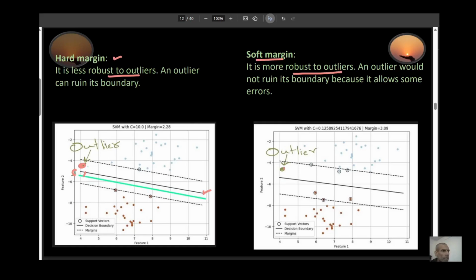So in this particular instance, let's say this is my outlier point and this is my original boundary. Because of the presence of the outlier and also because this is a soft margin, it is going to be more forgiving. It is going to allow this outlier to be present over here, and your boundary is not going to change. It is not going to shift.